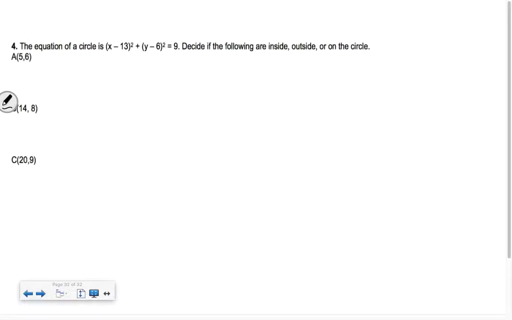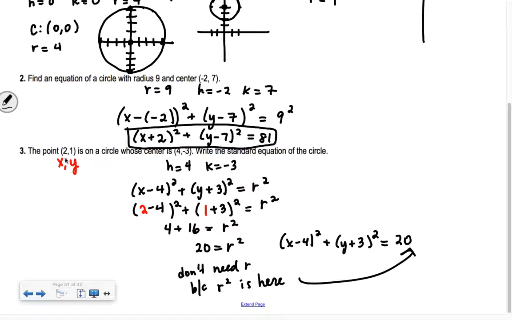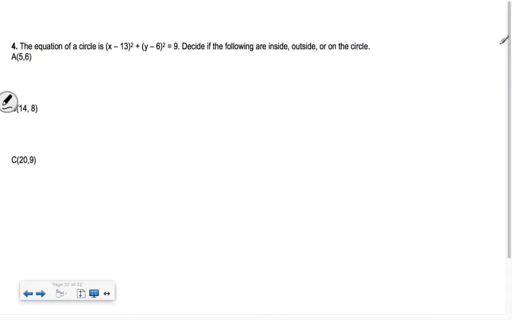Do you have one more? Any point that is on the edge of the circle. So I told you that this was on that edge of the circle. So then you can plug in any point that's on the edge.